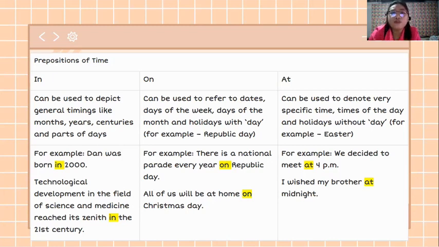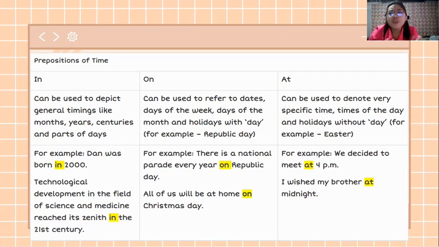On can be used to refer to days of the week, days of the month, and holidays with day. For example, Republic Day. For example, there is a national parade every year on Republic Day. All of us will be at home on Christmas Day.